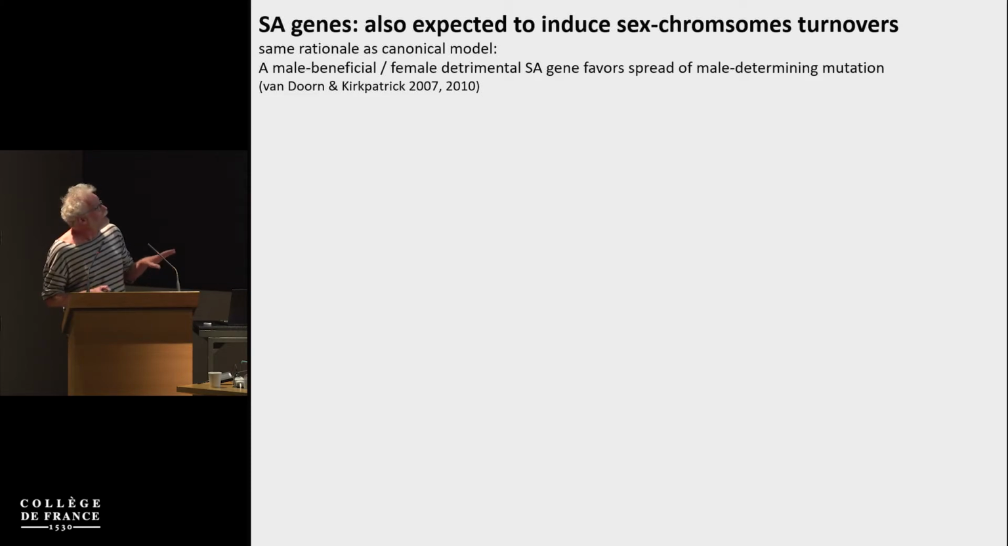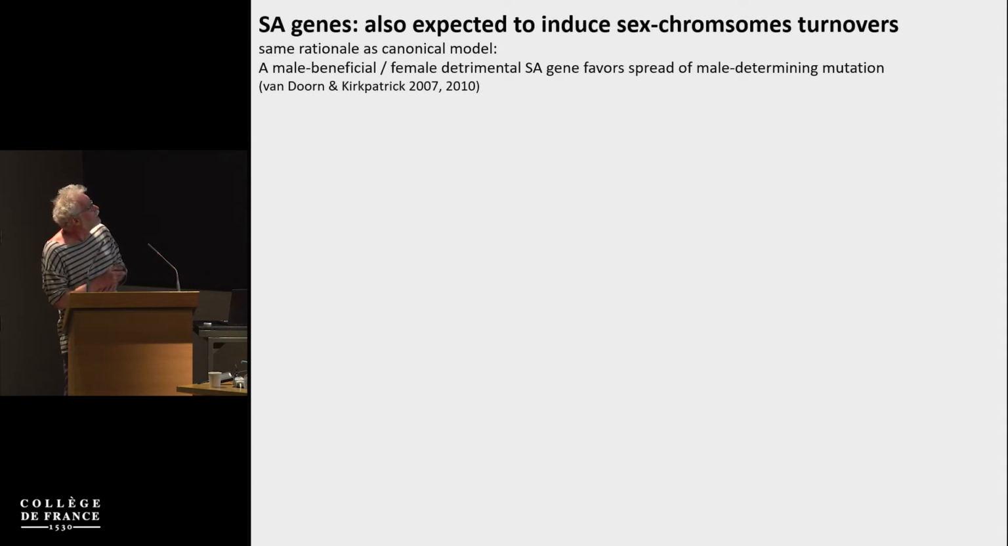The last point I want to make is that there is also a potential role of sexually antagonistic genes in the dynamics of sex chromosome turnovers. And the logic of this is exactly similar to the one behind the canonical model. If you have, let's say, a male beneficial mutation on an autosome, this will favor the fixation or the spread of a male determining mutation on this chromosome, for the same reason that in this situation, the male beneficial gene is more likely to be transmitted to sons than to daughters due to linkage.